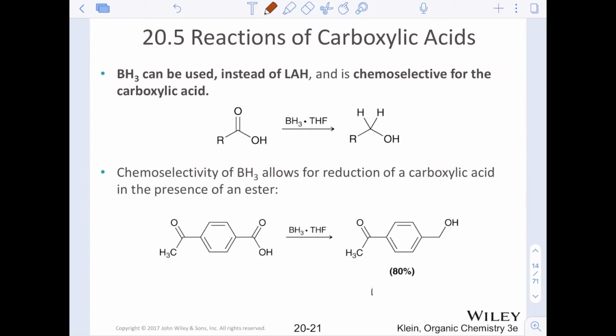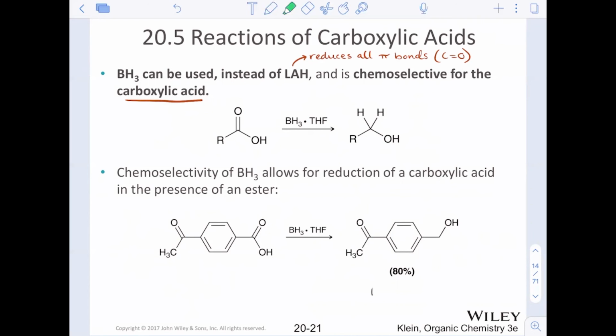BH3 can also be used instead of lithium aluminum hydride. It's chemoselective for a carboxylic acid. So BH3 and THF will only reduce carboxylic acids. That's what chemoselective means. It is selective to this specific functional group only. If you remember, LAH reduces everything. It reduces all pi bonds. In reality, we're going to be dealing with the carbon-oxygen ones. However, BH3 is only going to be able to reduce a carboxylic acid to a primary alcohol. So that's super great indeed.